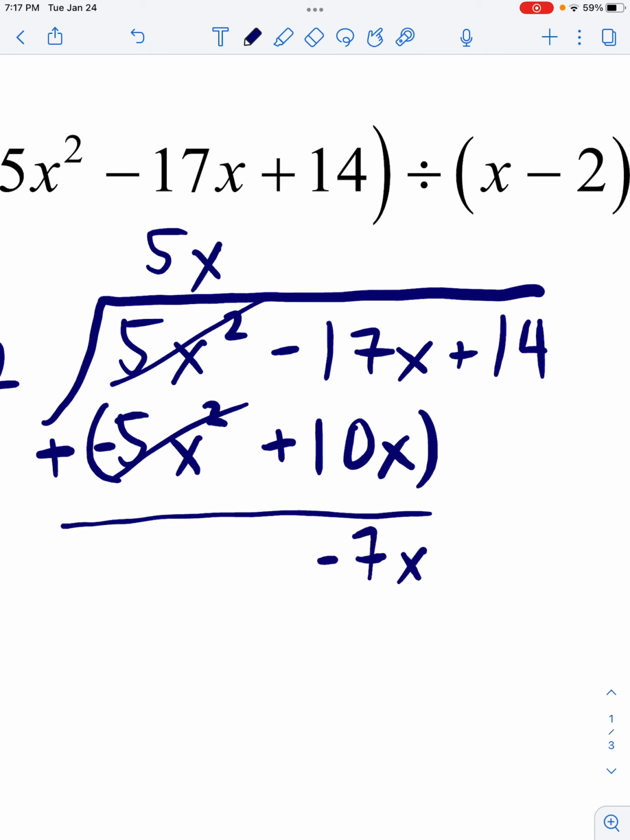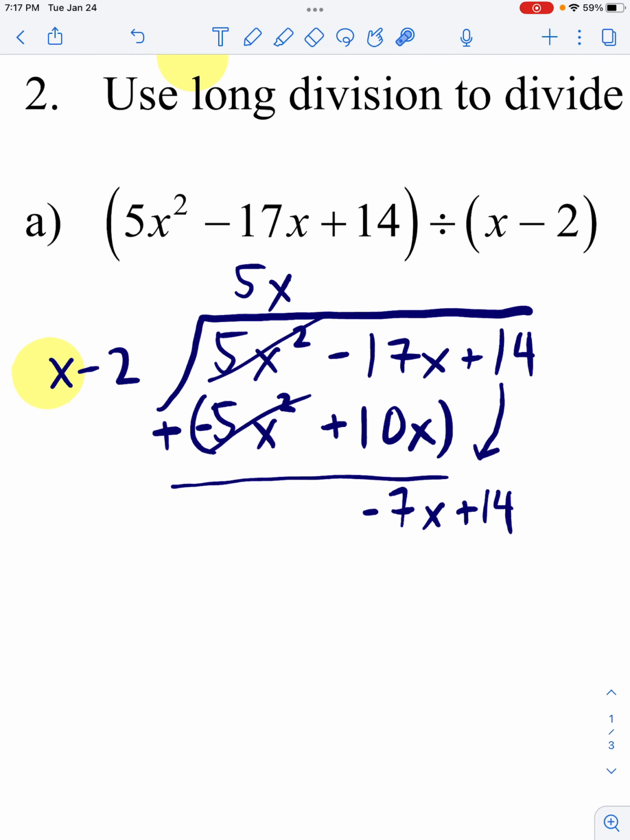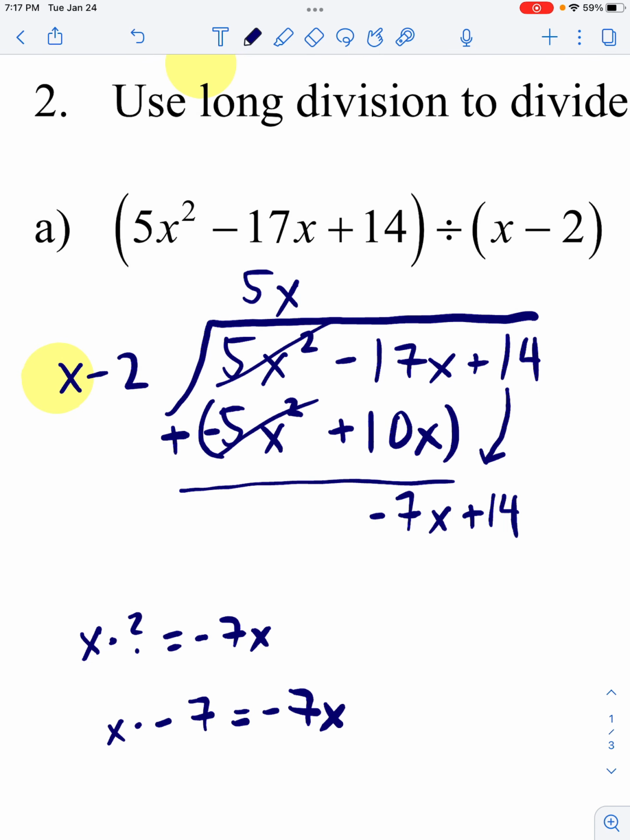And then just like we did in 4th grade, we drop down this next term, this plus 14. Then we do the same thing. We start with the first term, the highest degree term in our divisor, and we ask ourselves, how many times does x go into minus 7x? Or what do I have to multiply x by to get minus 7x? Well, x times minus 7 equals minus 7x. So I write this minus 7 here as my next term in my answer.